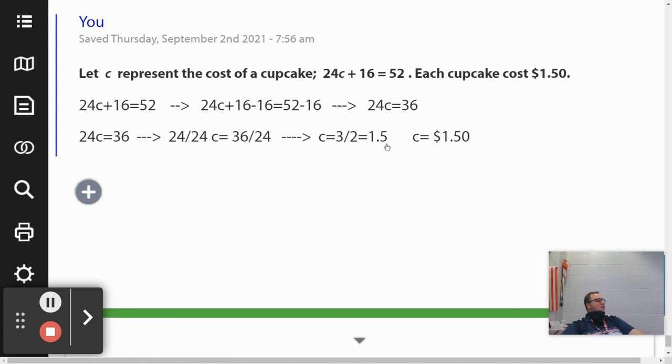Is 1.5 my answer? No, because I'm talking about money, and so 1.5 can't be an answer. It's asking what is the cost of a cupcake, so we have to put it in our money notation. Instead of saying 1.5, we have to say $1.50. So each cupcake costs $1.50.